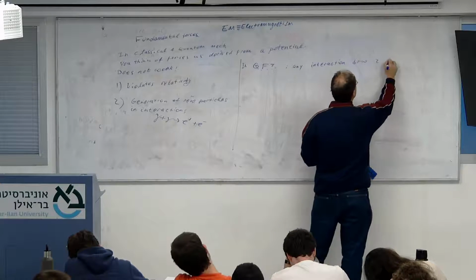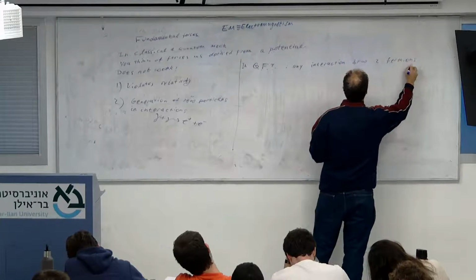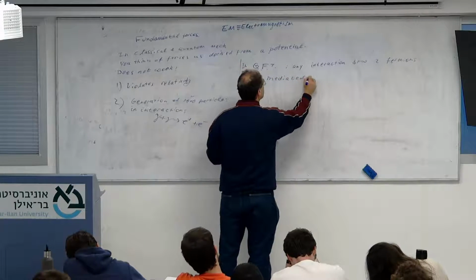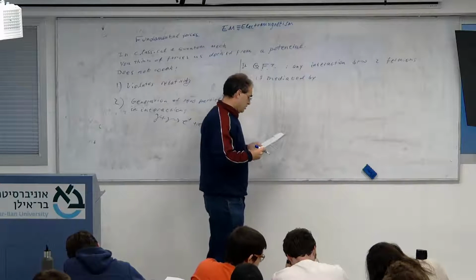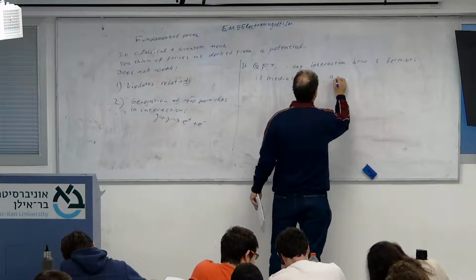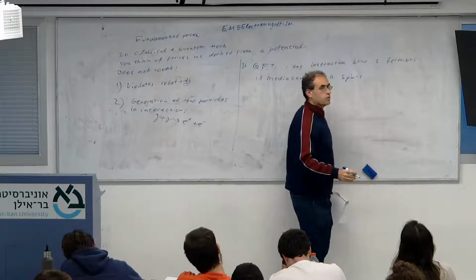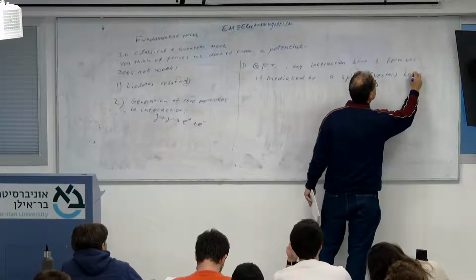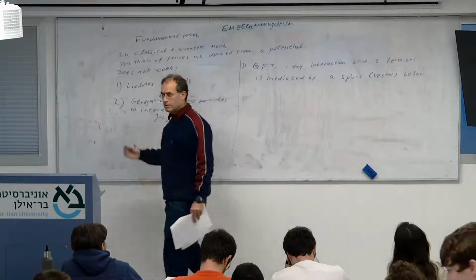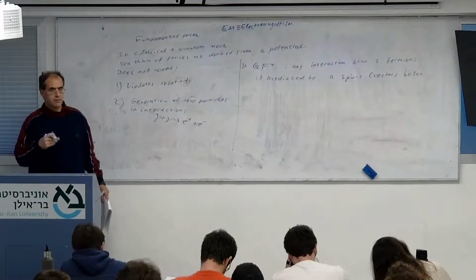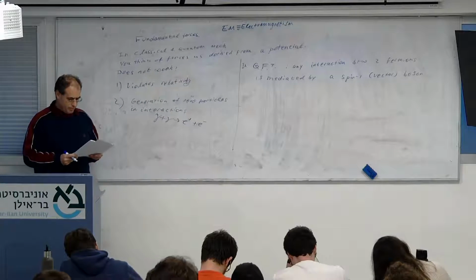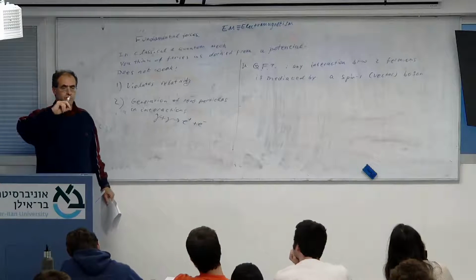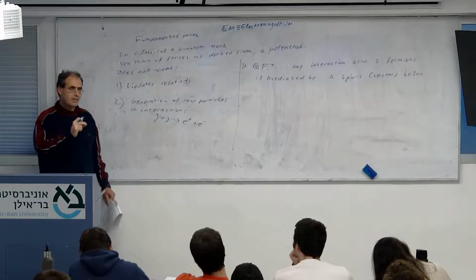between two fermions is mediated by a spin 1 particle. It's also called a vector boson, one of the vector bosons that I showed: photon, W, Z, or gluon. So the force between the particles within this framework is simply an exchange of a particle.